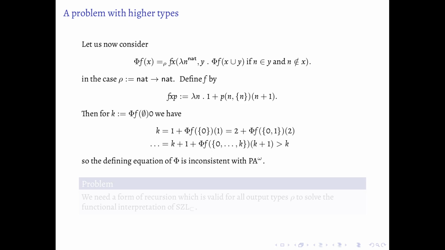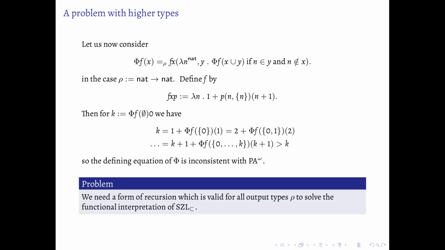In particular, this is not a total continuous functional when we no longer have the restriction that this rho is a base type. And the problem, which is very specific to the functional interpretation, is that I need this output type to be arbitrary in order to give a computational interpretation to Zorn's lemma via the functional interpretation. Somehow one needs to overcome this problem. So that's a problem. We need a form of recursion which is valid for all output types and not just that of base types.